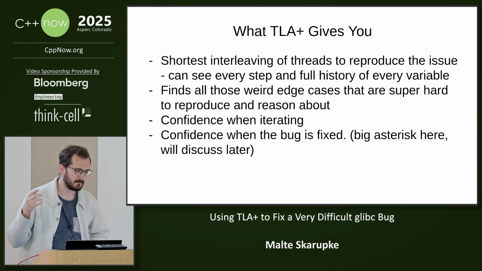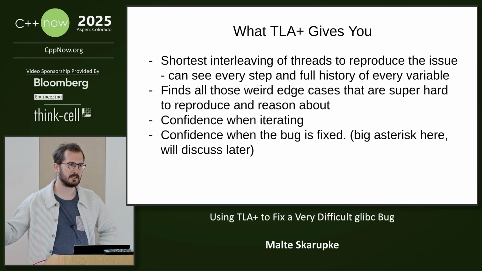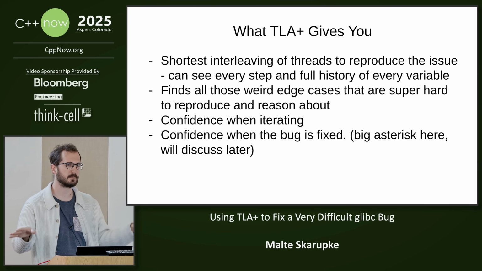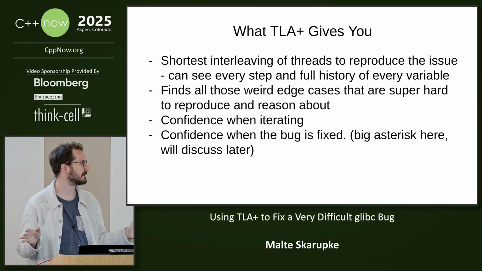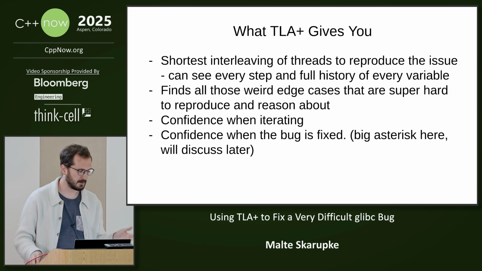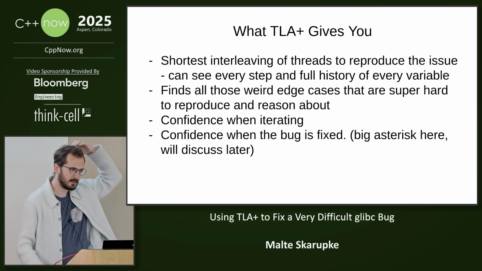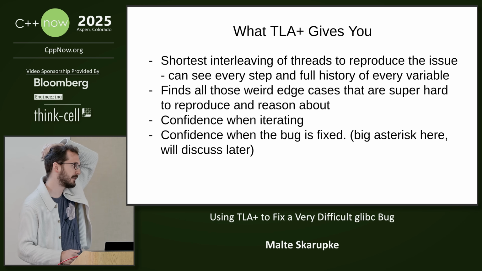And it's very good at finding weird edge cases because it will try all possible interleavings. It goes brute force down the entire tree, and it will find all interleavings that you never even thought about, that are really hard to reason about. And since it tries everything, it gives you confidence when iterating because you know all the cases are handled. And when the bug is fixed, you also get confidence in that.